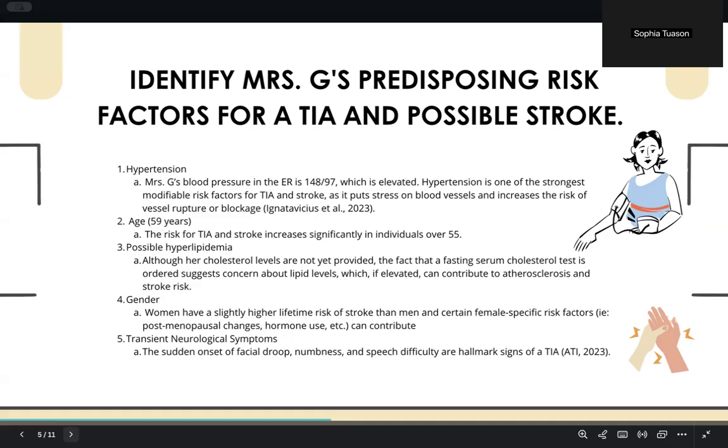The next one we will consider is her gender. Women have a slightly higher lifetime risk of stroke than men, and certain female risk factors, for example, postmenopausal changes and hormone use, can contribute. The next one is transient neurological symptoms. So the sudden onset of facial droop, numbness, and speech difficulty are hallmark signs of a TIA.